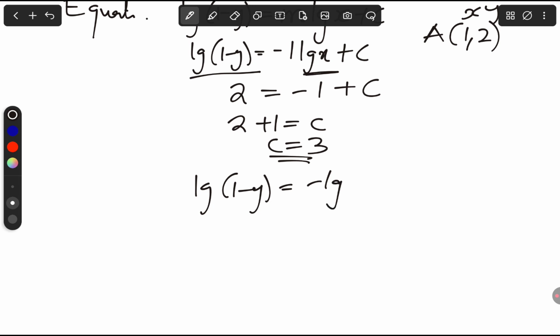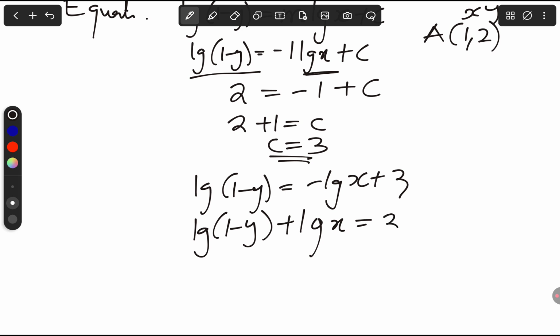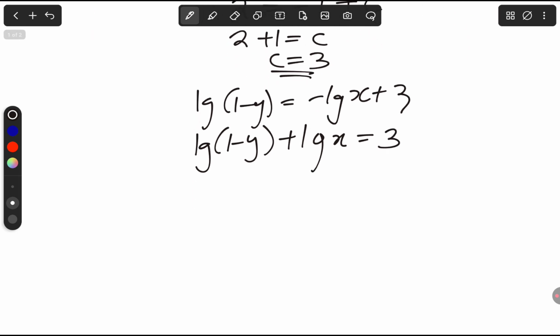Having found c, we can go and say lg 1 minus y is just equal to negative lg x plus 3. Then we can solve for y. So how do we solve for y? We can collect these terms together, and of course, these terms are adding, so it means they are multiplying now. You can just put them like that because they will multiply. By the laws of logarithms, that addition is telling us that these two are multiplying each other.